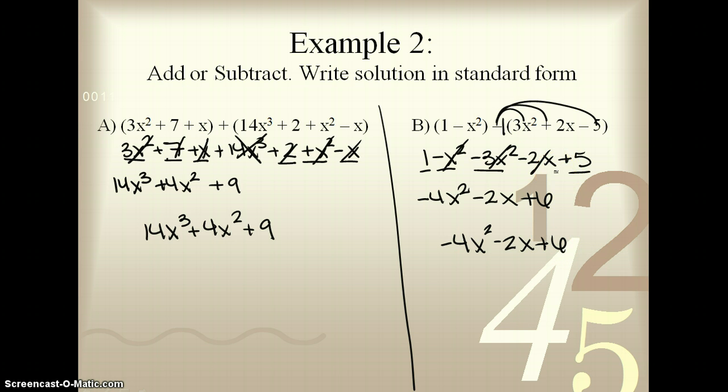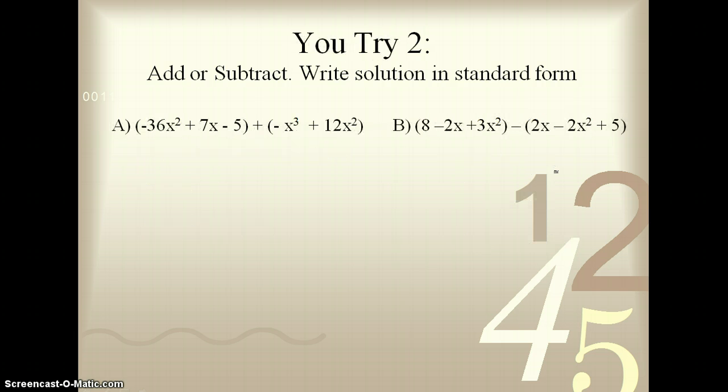Alright, that is the example. So here is your Try. A is negative 36x squared plus 7x minus 5 plus the quantity negative x cubed plus 12x squared. And then B is 8 minus 2x plus 3x squared minus the quantity 2x minus 2x squared plus 5. Please remember to watch out for that negative. It means that it does need to be distributed.